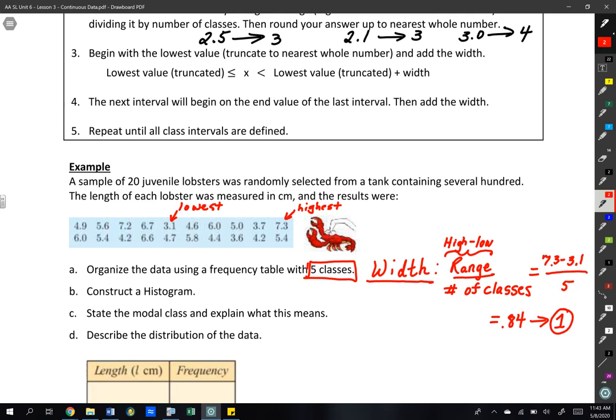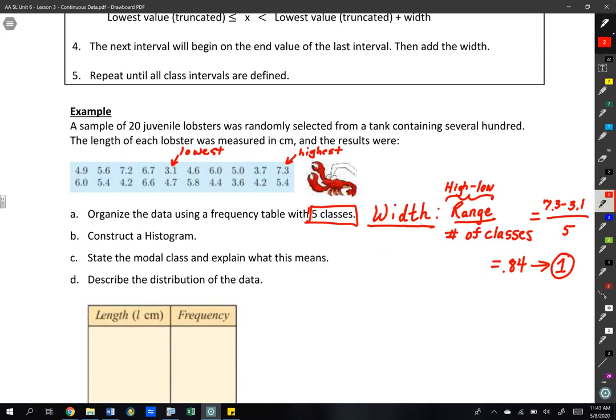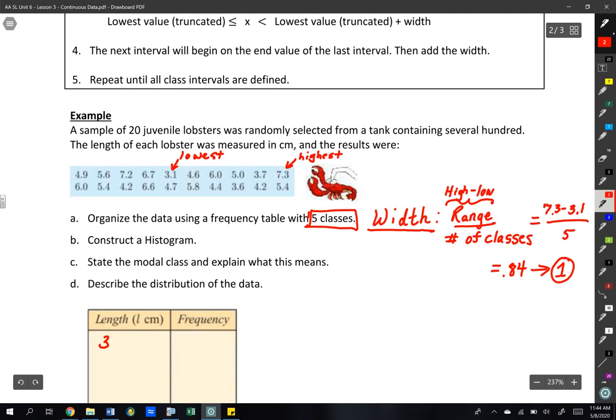All right, now the next step says begin with the lowest value and truncate it to a whole number. Well, our lowest value in this case is 3.1, and if we truncate that value, meaning we just cut off the decimal, we're going to get a value of 3. Right? And then we're supposed to add the width to get the end of the interval. So we start with 3, we add our width, which is 1, that gives us 4. And L is going to be greater than or equal to and less than.